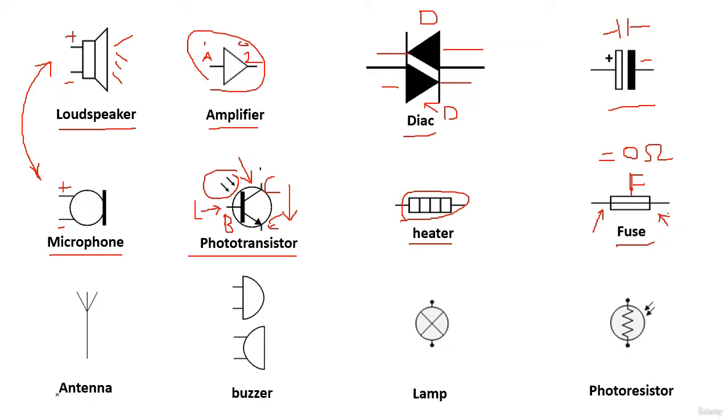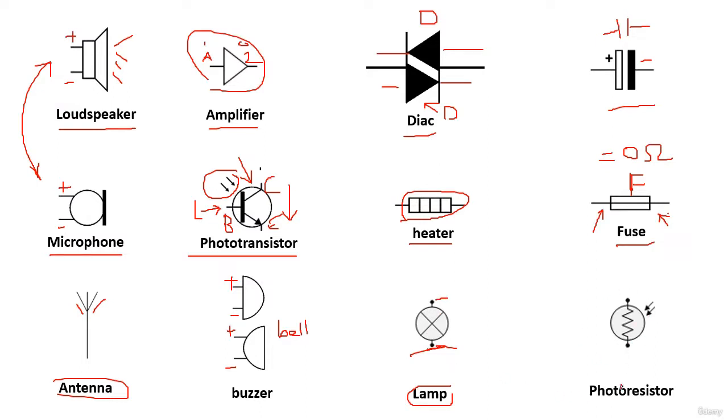Over here we have the antenna. This is the symbol of the antenna, as you see here. Here we have the buzzer, or bell. This is the symbol of the bell or buzzer, always with two terminals, plus and minus. And here we have the lamp, with two terminals, as you see.